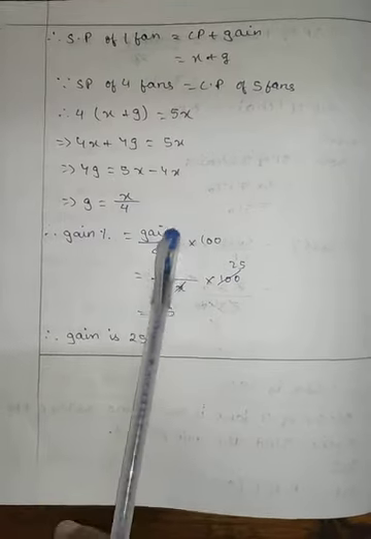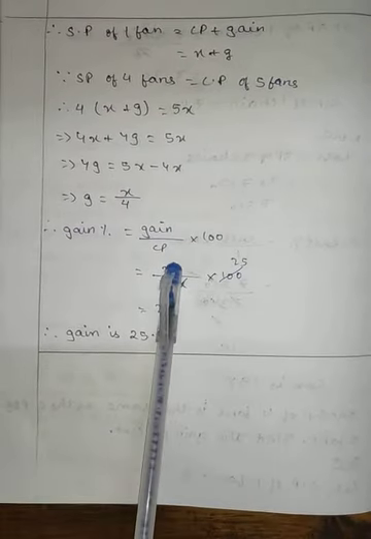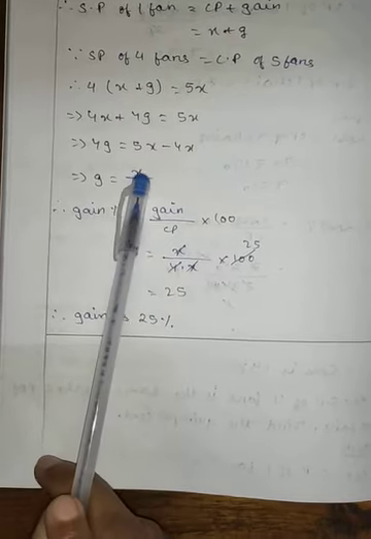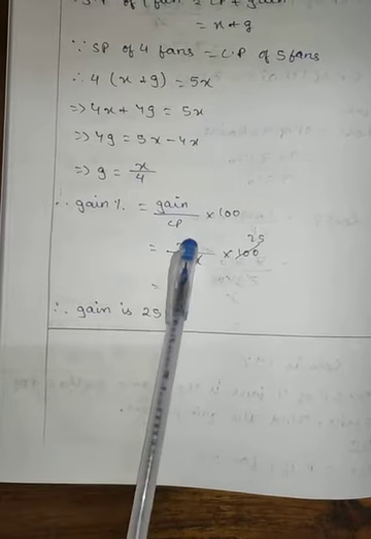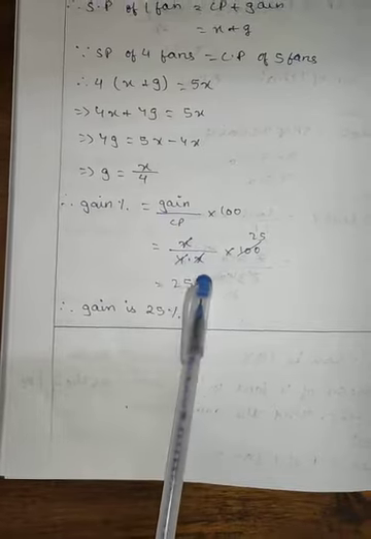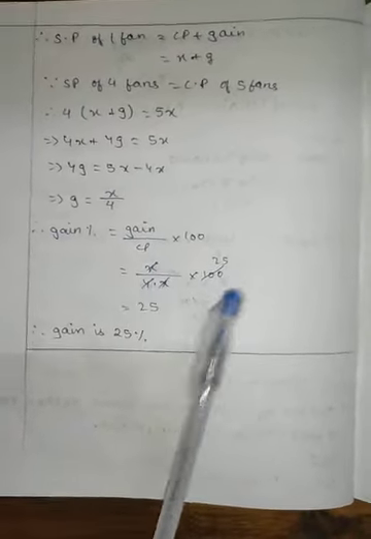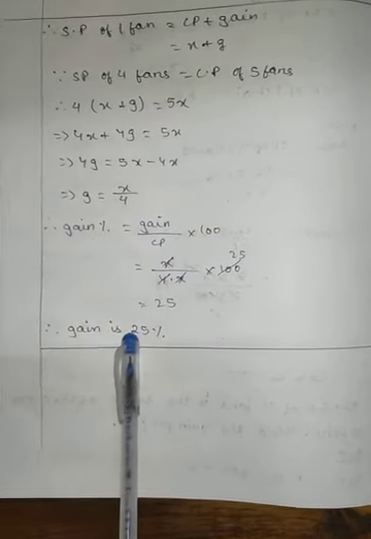Therefore, gain percent is gain by CP into 100, X by 4 into X. Because gain is X by 4, X is the numerator, 4 is the denominator, and CP of 1 fan is X, into 100, X cut. After cancellation, the result is 25. So gain is 25%.